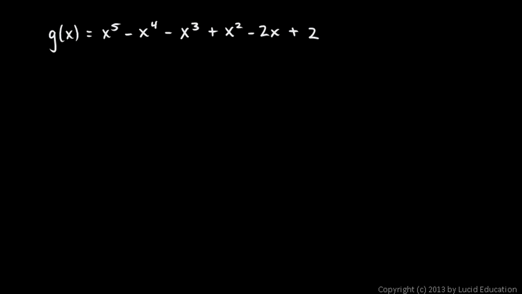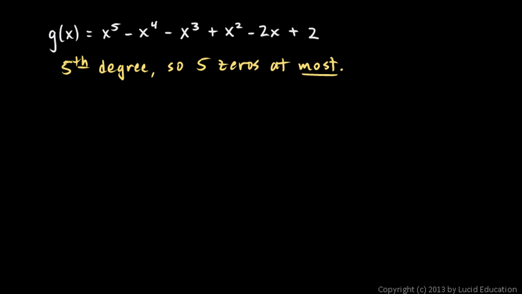Let's start with the simplest ideas. We can see that this is a fifth degree polynomial, so that means there will be 5 zeros at most. In other words, this will cross the x-axis 5 times or fewer. And then we can also look at Descartes' Rule of Signs because that's pretty easy.